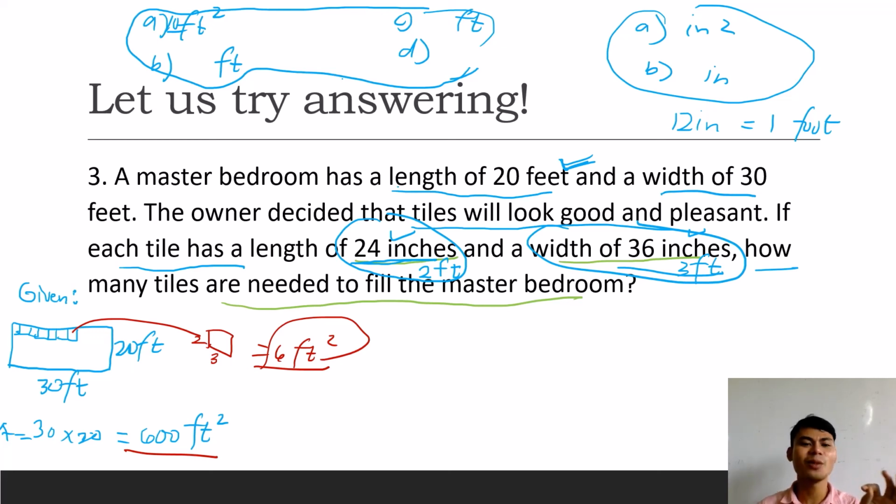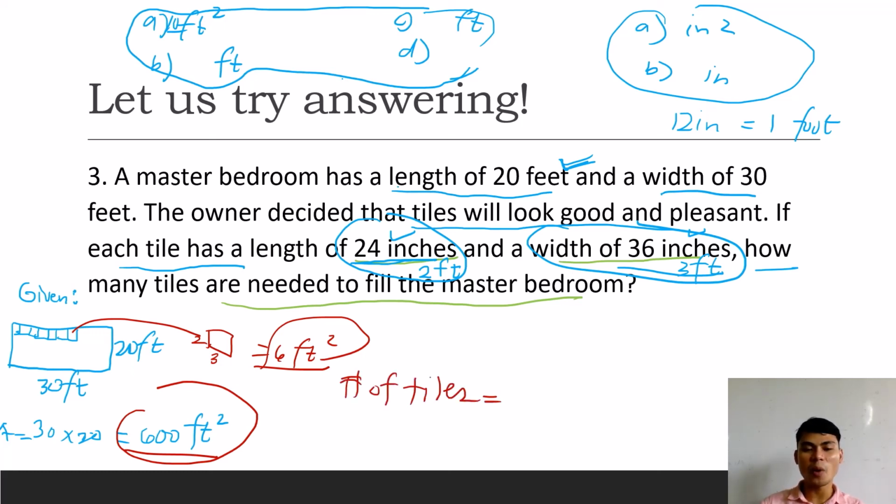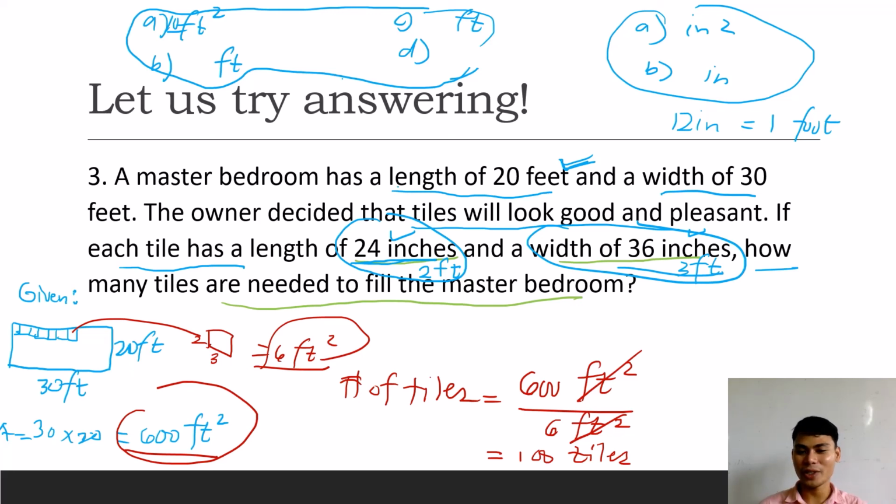Then the area of the bedroom is 600 square feet. So I will divide to find the number of tiles. Yes, what you have in mind is correct. The area of the large bedroom divided by the area of the individual tile, cancel, you will need 100 tiles. And that's it. That's the question. We have answered the question because we are tasked to find the number of tiles.